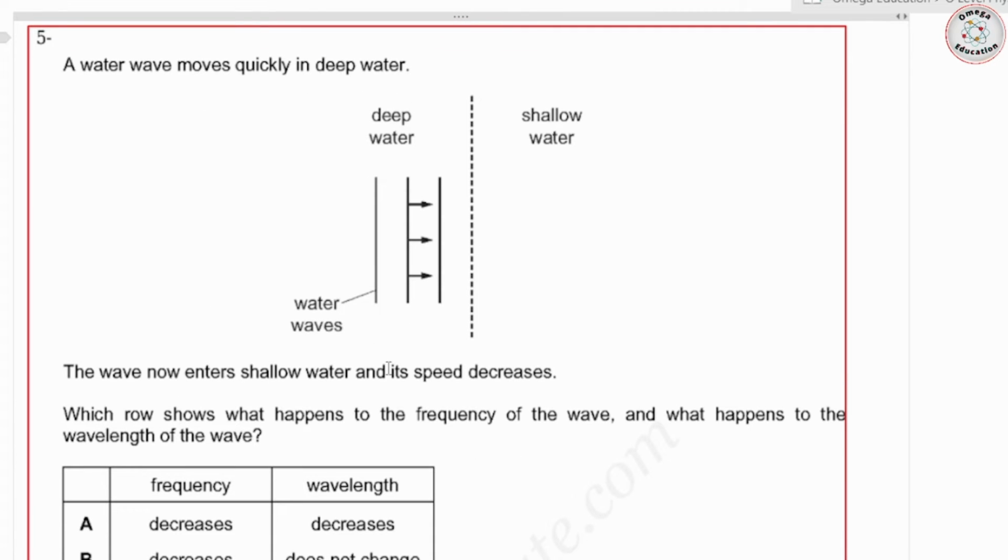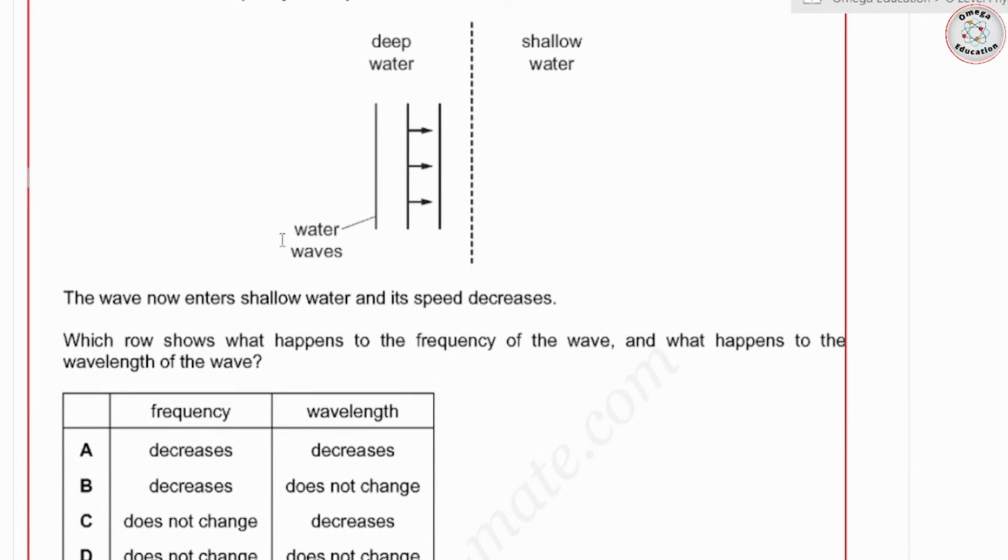The wave now enters the shallow water as its speed decreases. All right, so speed in the deep water is greater than the speed in the shallow water. That's a fact. And this is something that we study independently. Which row shows what happens to the frequency of the wave and what happens to the wavelength of the wave as the wave enters the shallow water.